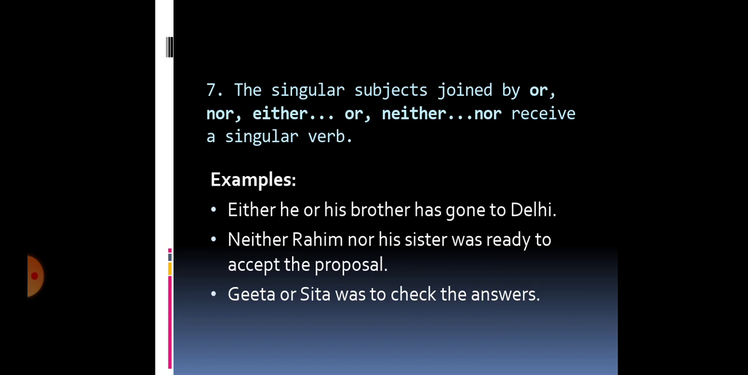The singular subjects joined by or, nor, either or, neither nor receive a singular verb. Either he or his brother has gone to Delhi. Either or is used. Neither Rahim nor his sister is ready to accept the proposal. Neither nor is used. Geeta or Sita was to check the answer.